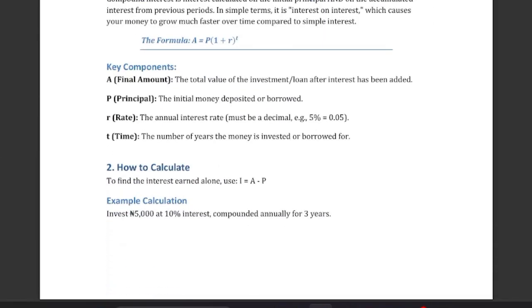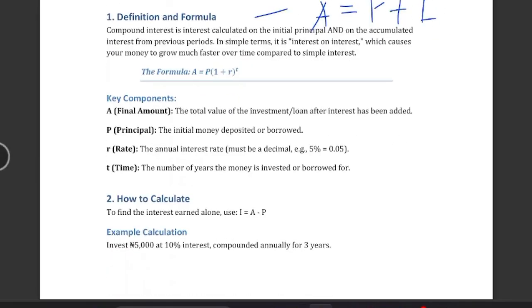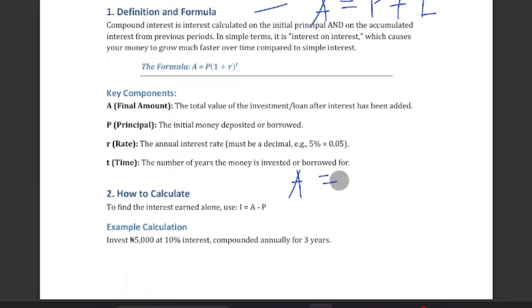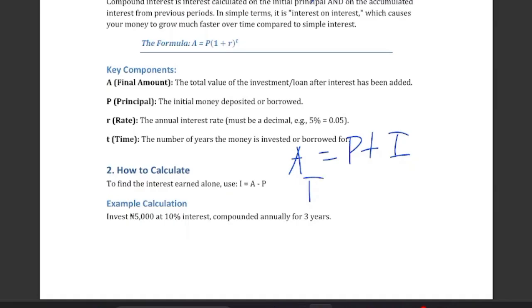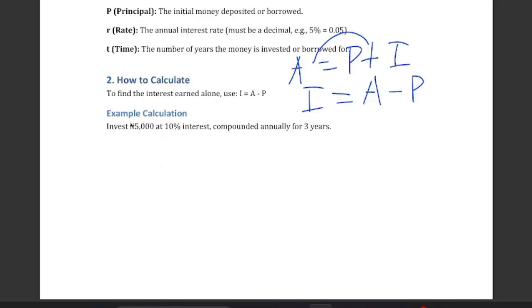All right. So how do we calculate it? Don't forget to find the interest at the end of the day. I said amount is equal to principal plus interest. So to find the interest, you bring the principal to this side, that will be equal to amount minus the principal. So whatever we get from the formula here, we are still going to subtract the principal from it to get our compound interest for the years. I hope that is clear.